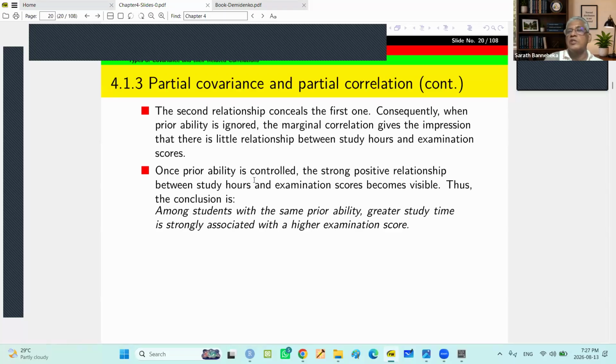So that is a common possibility when there is a confounding variable, right? Once prior ability is controlled, the strong positive relationship between study hours and examination scores becomes visible. Thus, the final conclusion is that among students with the same prior ability, greater study time is strongly associated with higher examination scores.